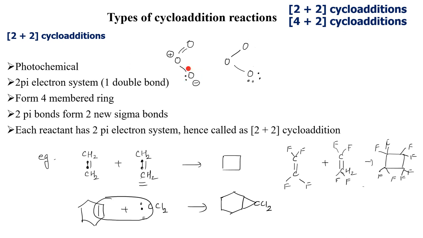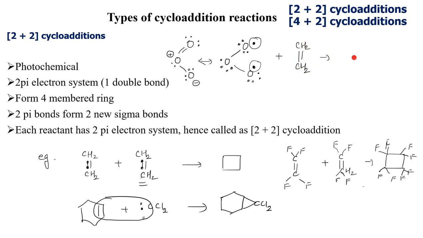Already oxygen has two lone pairs of electrons. Two lone pairs of electrons are already there with oxygen. Here only one lone pair, because one is utilized. So I'll draw the resonating structure so I can show you the 2 pi system. These lone pair and this one electron which is now free, these are the 2 pi system. This is the 2 pi system over here, and then you have another 2 pi system.